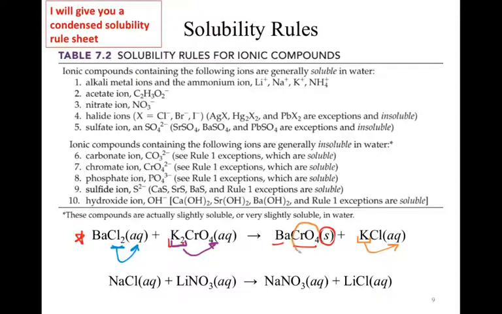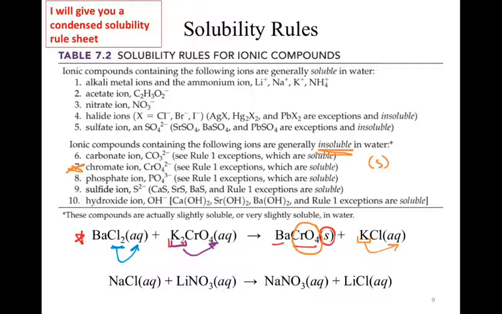So hopefully you found that we need to look for the chromate. The chromate ion is rule number 7, which says that ionic compounds containing chromate ion are generally insoluble in water. Well, if it's insoluble, that means it's not dissolved, which means we're looking at a solid. Okay? There are exceptions. Those exceptions are rule 1.